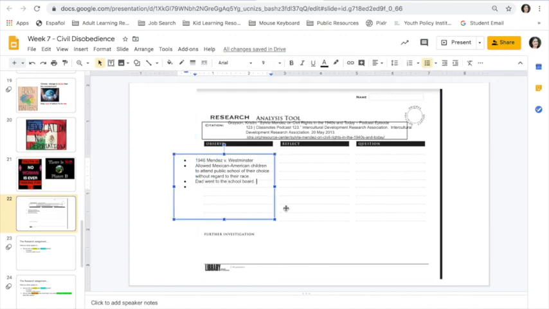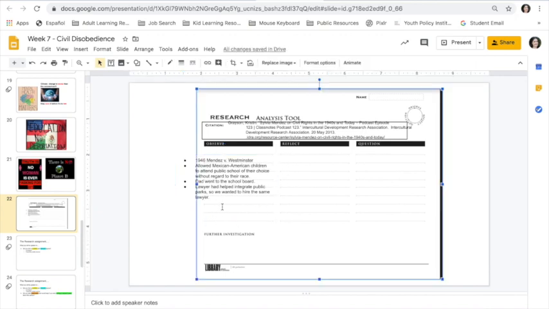So she said that her dad went to the school board, and that then somebody told her dad that a lawyer had helped integrate public parks. So he wanted to hire the same lawyer. I would say that you try to really fill this column. You should have a decent amount of notes here, anything you can get from that source. But to keep this video short so that it's easier to upload, I'm going to move on.